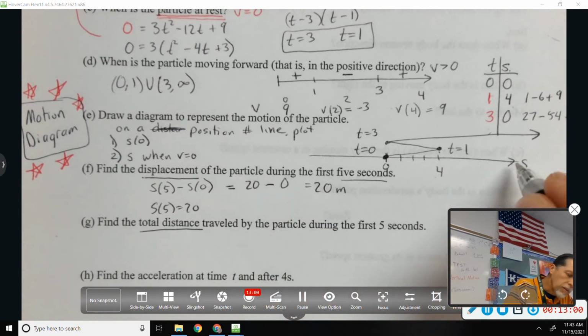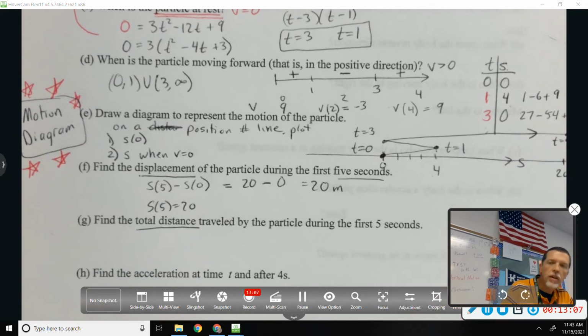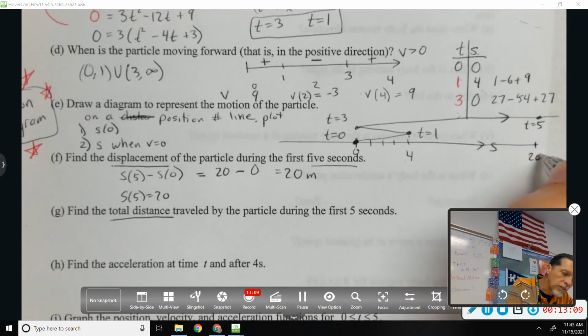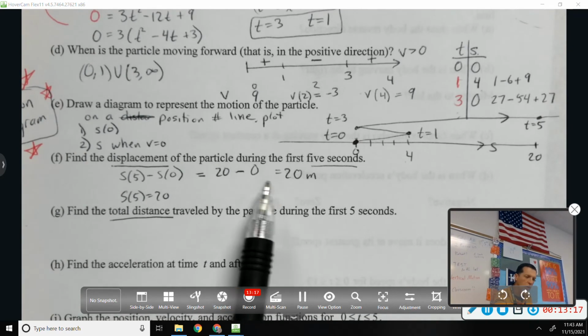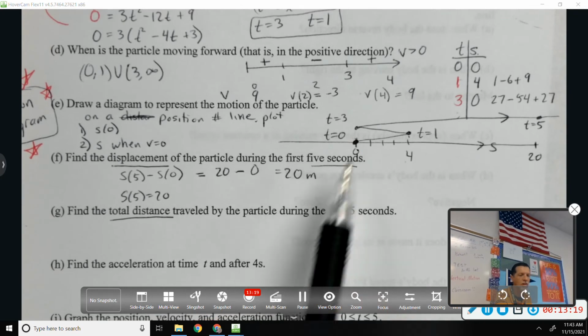So we could put that out here on this graph somewhere, if it helps us visualize what's going on. At t equals 5, we're 20 meters away from where we started. We're at position 20, which is 20 meters away from where we started, since we started at 0.